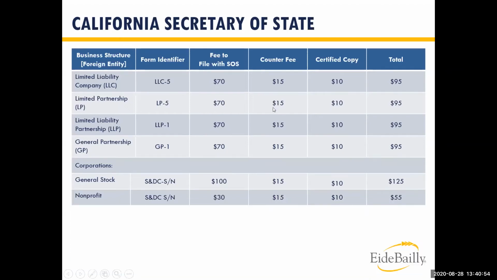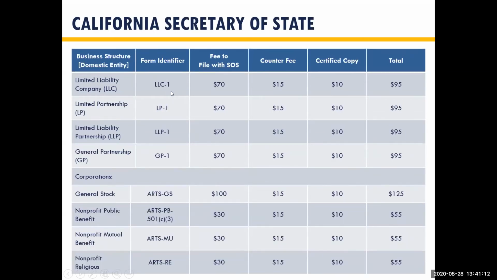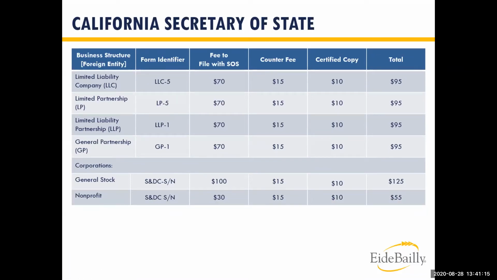But if I go to the next one, you'll see foreign entities, and as you can see, the fees are similar. But as I mentioned, the forms are a lot different. So if I'm an LLC, I'm a foreign entity, I would file an LLC 5, but if I'm a domestic, I'm going to file an LLC 1. So California loves forms, and they have specific forms for every entity type and situation, so you just got to be careful to make sure you're filling out the right forms. If you go to the Secretary of State website, they've got a lot of information out there. It's extremely helpful. So if you need more information, I recommend going there.